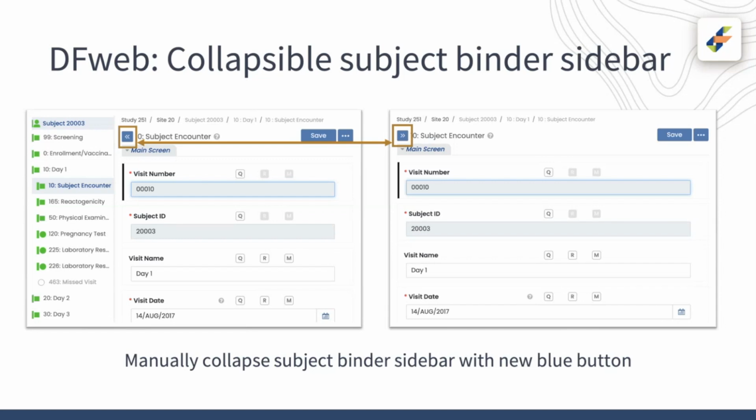For our users who use devices with smaller screens and tablets, we have added the ability with that blue button to collapse the sidebar to give you more real estate on your screen so that you can see your page more clearly. If you want to bring back the sidebar, you just click the same button. It is toggleable. Now it becomes an expand button.